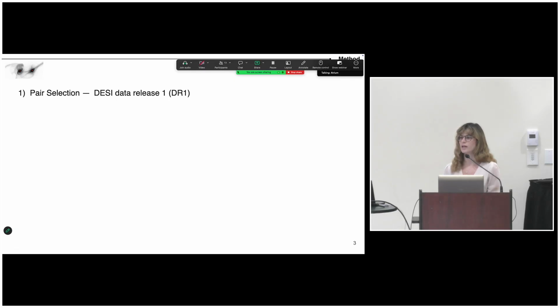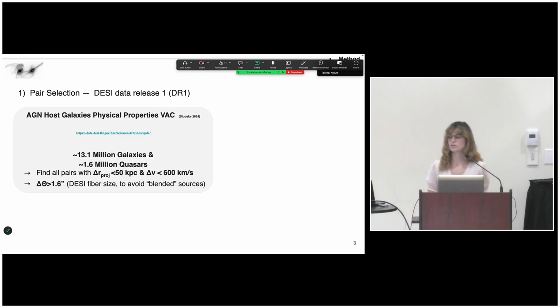DESI is a multiplexed spectroscopic survey that has 5,000 fibers, which allows us to get spectroscopy of thousands of targets at the same time. In DESI data release 1, we already have around 30 million galaxies and 1.6 million quasars. As a comparison, SDSS has in total 3 million galaxies. So among these, we start with finding pairs with projected separations less than 50 kiloparsec and the ones that are also physically bound with each other.